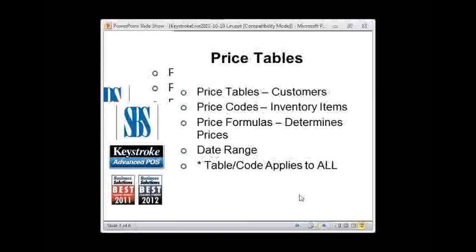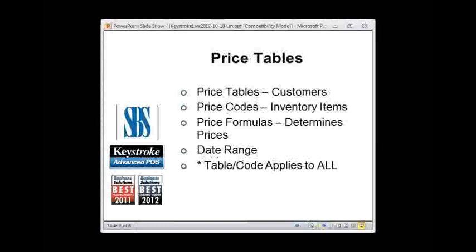Price tables are a way to give pricing for groups of customers on groups of inventory items. So you have price tables which get attached to the customers. Price codes are on inventory items, and price formulas within those codes determine the pricing for Keystroke when you sell an item. You can put date ranges on these prices, so if you're just going to have a sale for a week or something like that, you can set them up ahead of time, and they'll kick in on the appropriate date time range.